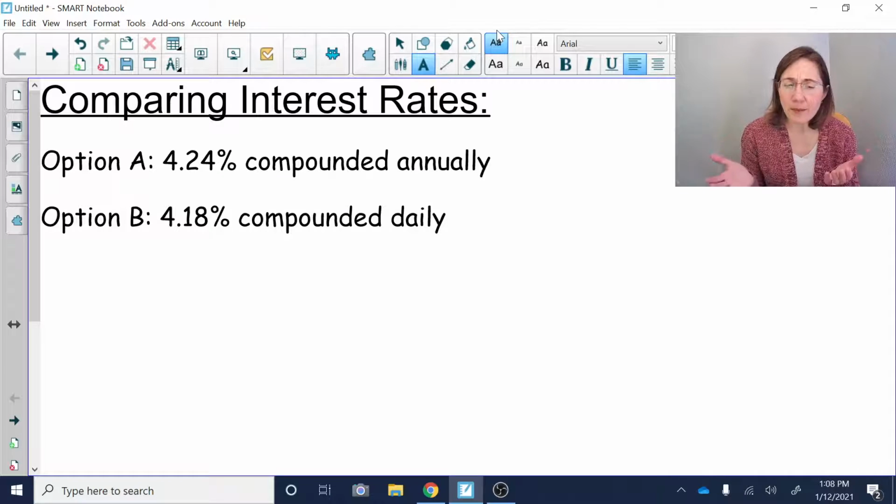So it's a little hard to compare these. Like at first glance, you might be like, oh, I'm going with A because it's a little bit higher interest rate, but they're only paying you that once a year, and that's going to affect things. So let's just see where this goes.